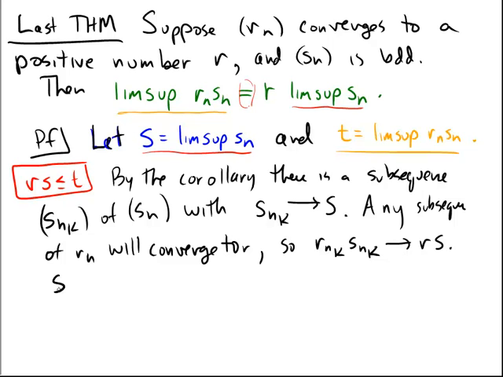Right? So what does that mean? So rS, which is r times S right here, is definitely going to be less than or equal to the limit superior of Rn Sn, because this was a subsequential limit. So if it's a subsequential limit, it's less than or equal to the limit superior, because the limit superior is the supremum of all the subsequential limits. And what was lim sup Rn Sn? Well, that was just defined to be T. So in other words, rS is less than or equal to T.